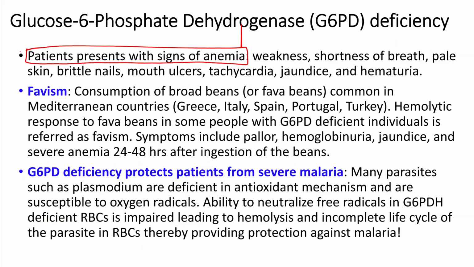What are the signs of anemia? I already explained: weakness, shortness of breath, pale skin, brittle nails, mouth ulcers, tachycardia because of low hemoglobin, so your heart has to work overtime to supply oxygen to the tissues. Then jaundice, you know why? Because bilirubin is increased. Hematuria: red blood cells breaking open release hemoglobin, and hemoglobin can appear in the urine. Hematuria is blood in the urine. So these are a couple of things that you will see in G6PD deficiency patients.